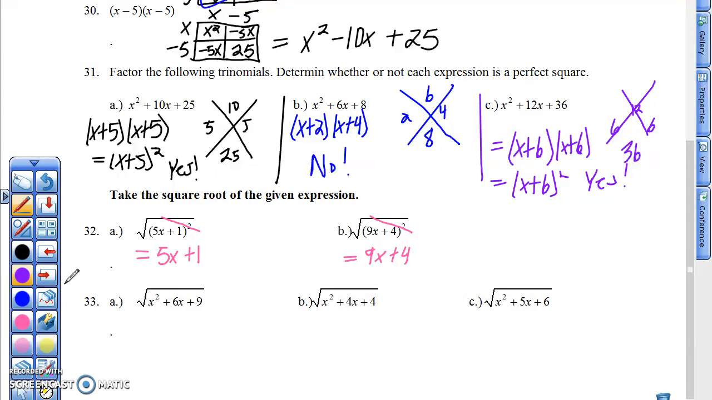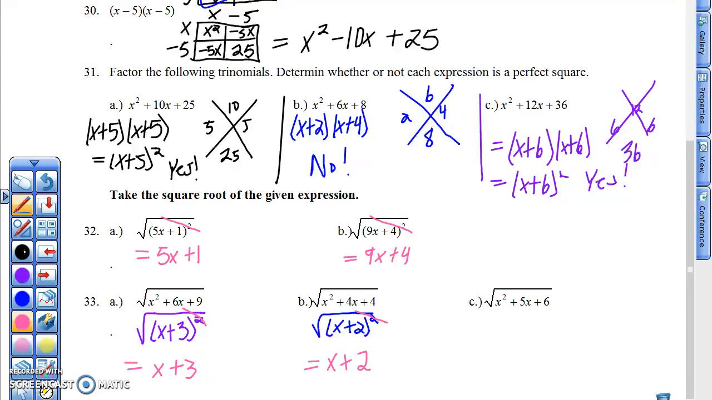33, the first thing I want to do is check and see if this is a perfect square. Half of 6 is 3, 3 squared is 9, so I can rewrite this as the square root of x plus 3 squared. And then once again, a square root undoes something squared. So this is just the quantity x plus 3. In B, the square root of x squared plus 4x plus 4. So half of 4 is 2, 2 squared is 4. I can rewrite this as a perfect square of x plus 2 squared. And then again, the square root undoes something squared. So this is the expression x plus 2.